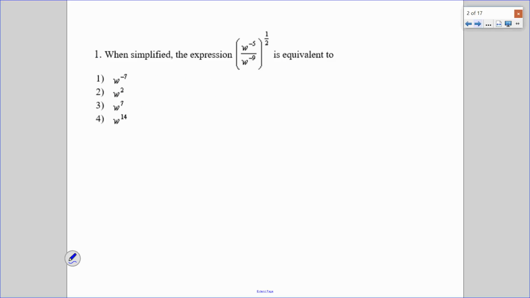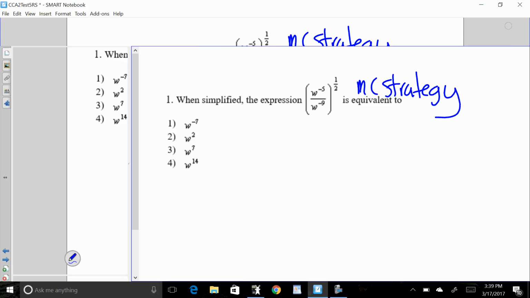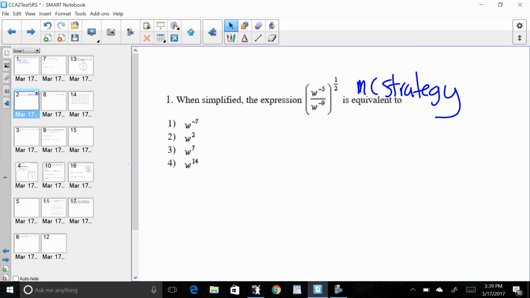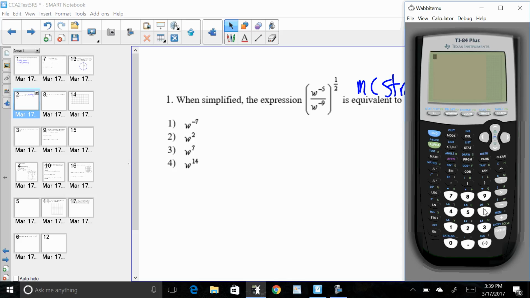Number 1 has got multiple choice strategy screaming at me. When you see variables in the problem, variables in the answers, we use multiple choice strategy. So, if you still don't know how to do multiple choice strategy, watch this. And if you still don't know how to do it after that, please ask somebody. Let me get my calculator up. Make sure you have values set for x and y.